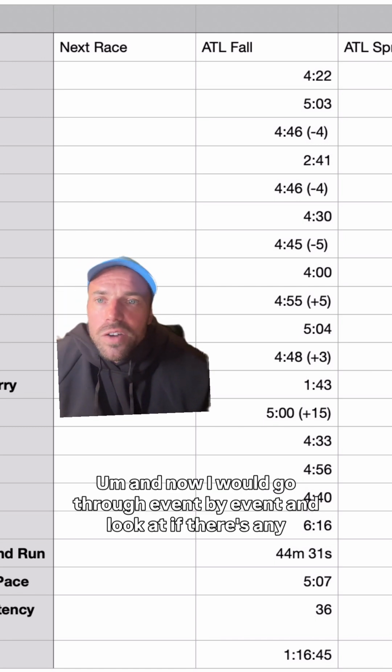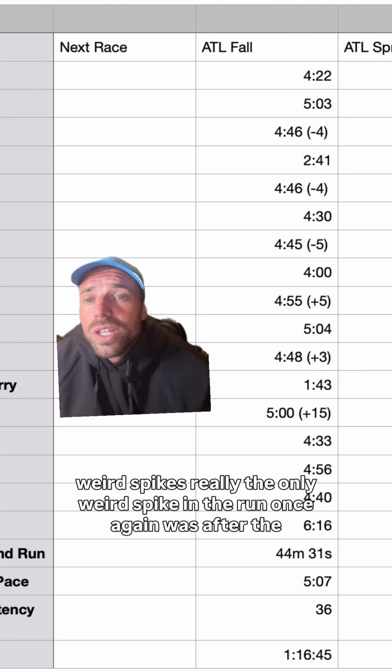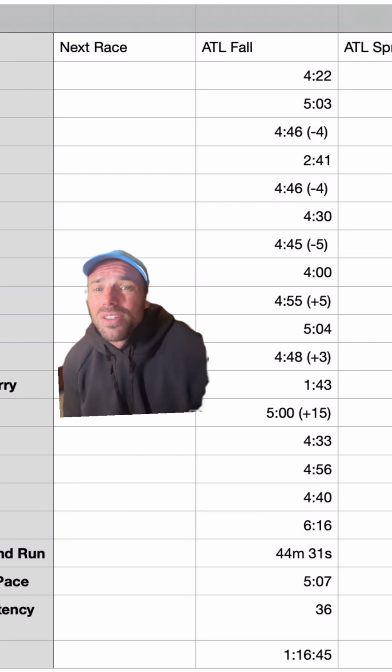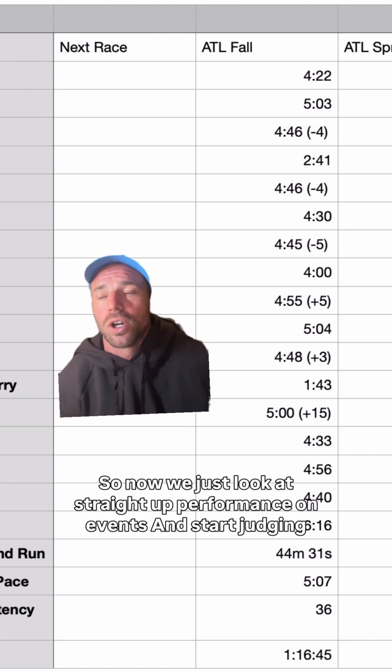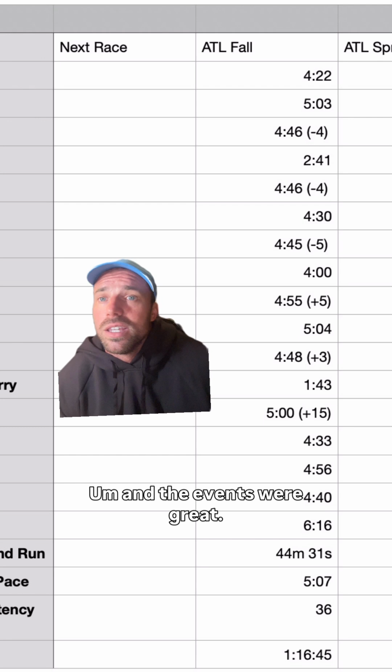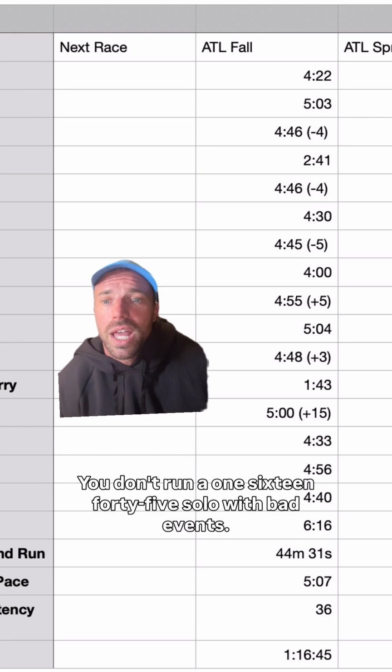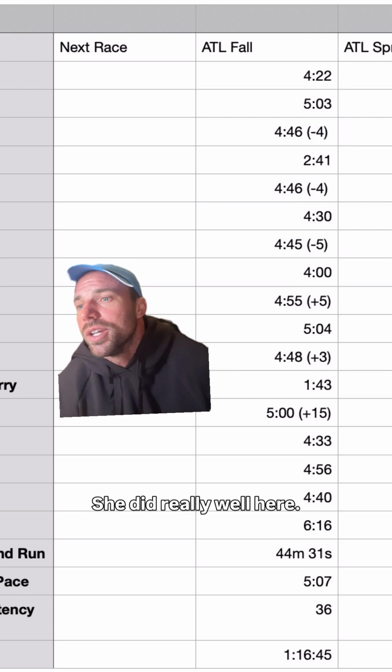And then I would go through event by event and look at if there's any weird spikes. Really, the only weird spike in the run, once again, was after the farmer's carry. So now we just look at straight up performance on the events and start judging that. And the events were great. You don't run a 1:16:45 solo with bad events. She did really well here.